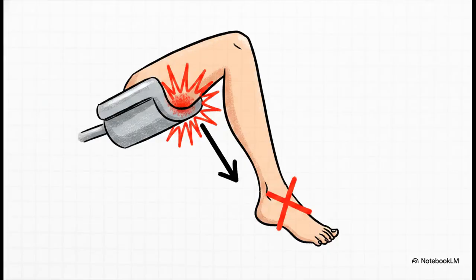Listen closely here, because this is the ultimate threat. The single most common positioning nerve injury in the entire operating room involves the common peroneal nerve, which sits right at the fibular head. When a patient is placed in the lithotomy position, if this specific area isn't padded perfectly against the stirrups, the nerve gets compressed.